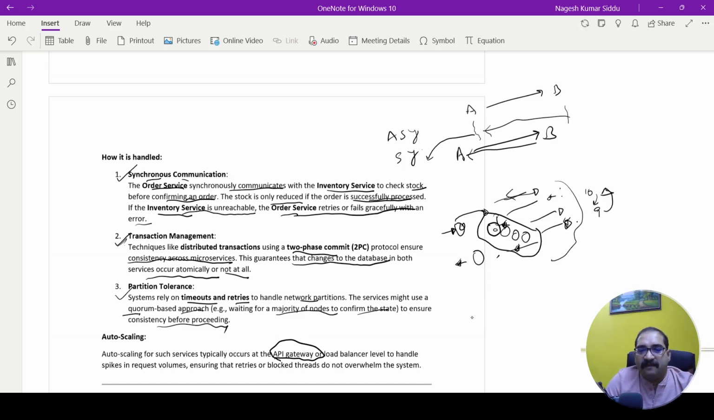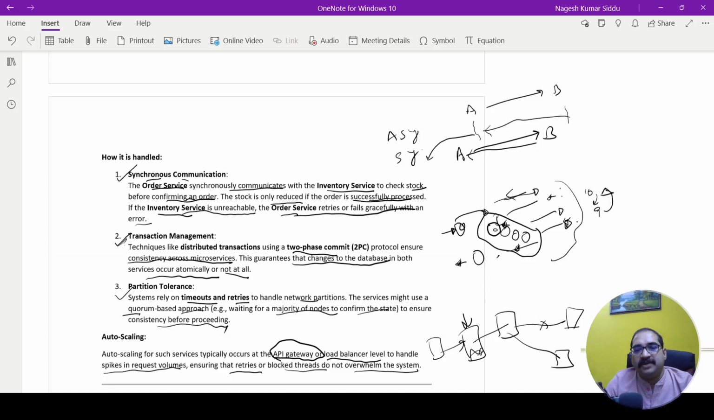Because if these are the 3 services and this is an API gateway from external, the user is calling the API gateway, which in turn calls these services, right? So if something is failing here, if it is not working, we should not accept more requests, right? Otherwise the system gets blocked. So we limit the number of requests that the system can take in such cases. We do load balancing and handle the spikes in request volumes, ensuring the retries and blocked threads do not overwhelm the system.